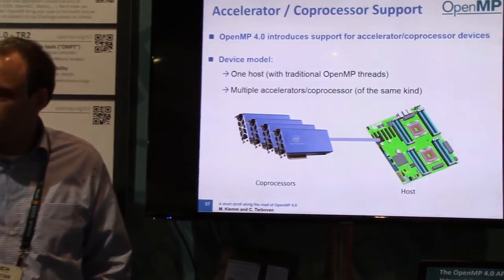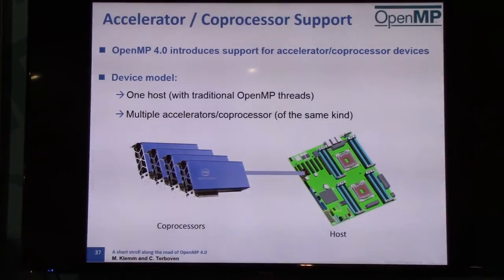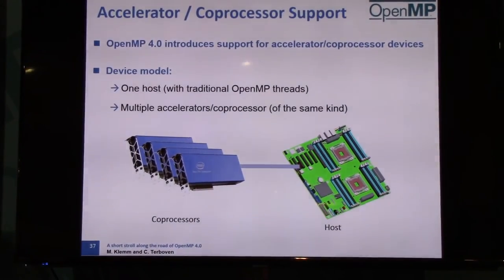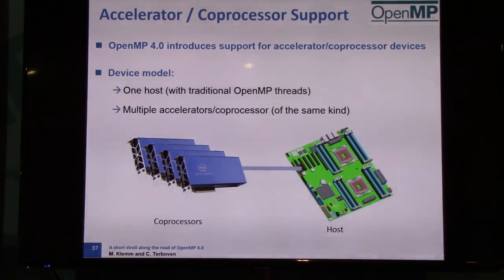On the Xeon Phi coprocessor. So here's the model that we are looking at. OpenMP 4 introduces support for accelerators and coprocessors, not necessarily restricted to Xeon Phi coprocessors, but of course Intel supports them fully here. The device model basically is we have one single host that executes everything in terms of regular multi-threading, what we execute today on Xeon processors, for example. And then there are multiple accelerators or coprocessors, and the only restriction is you can have as many of them as you want, but they need to be of the same kind. So only Xeon Phi coprocessors or other types of accelerators of the same architecture.